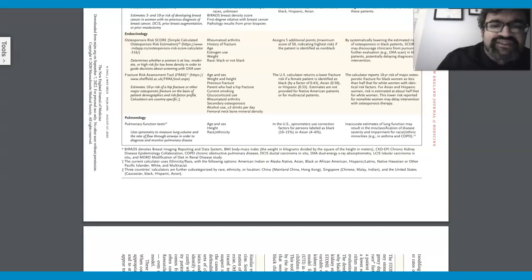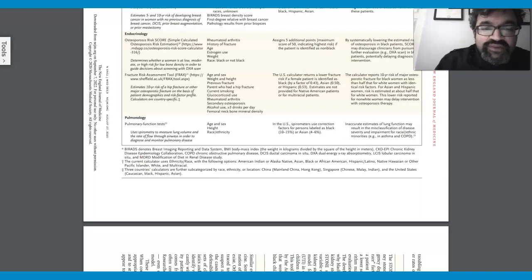Similarly, the fracture risk assessment tool gives a 10-year risk of hip fracture and osteoporosis, adding 5 points for non-Black. And that was for the other one. For this one, the U.S. calculator returns a lower fracture risk if a female patient is Black, Asian, or Hispanic. For other multiracial patients, it's not really recommended. The calculator reports the 10-year risk of major osteoporotic fracture for Black women as less than half that for white women with identical risk factors.